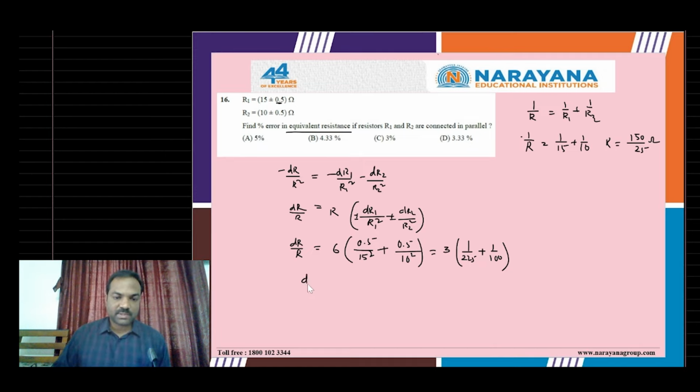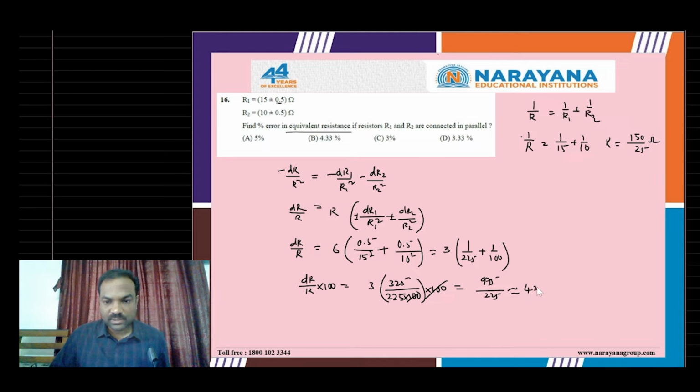Then we require the percentage error, which is nothing but dR by R into 100. Then 3 into 325 by 22500, multiplied with 100, the 100 cancels out. Then you will get closely 975 by 225. So you will get almost closely 4.33%.